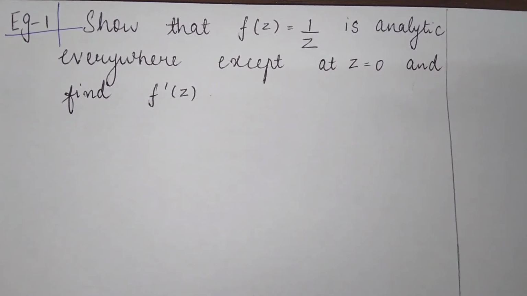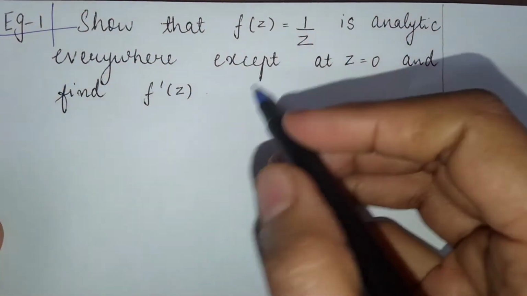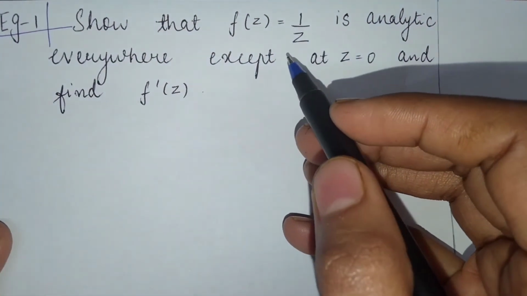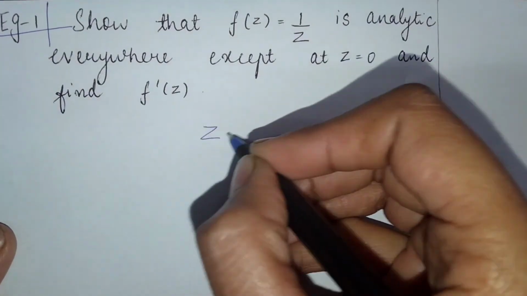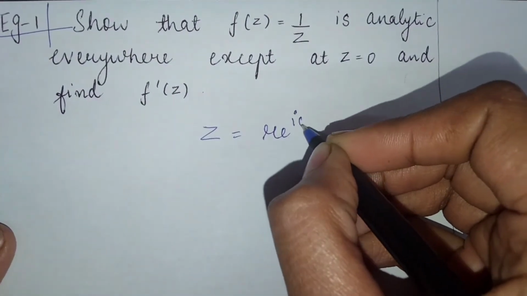Example 1. Show that f of z is equal to 1 by z is analytic everywhere except at z equal to 0 and find f dash of z. Now here you can use z equal to x plus iy, but that will be complicated, so we will use z equal to r e raised to i theta.